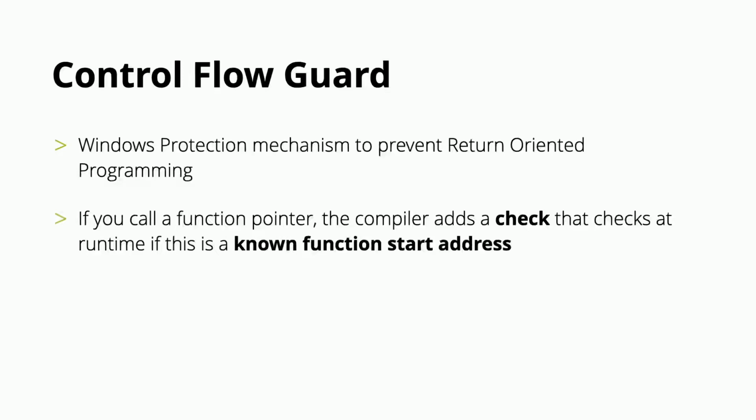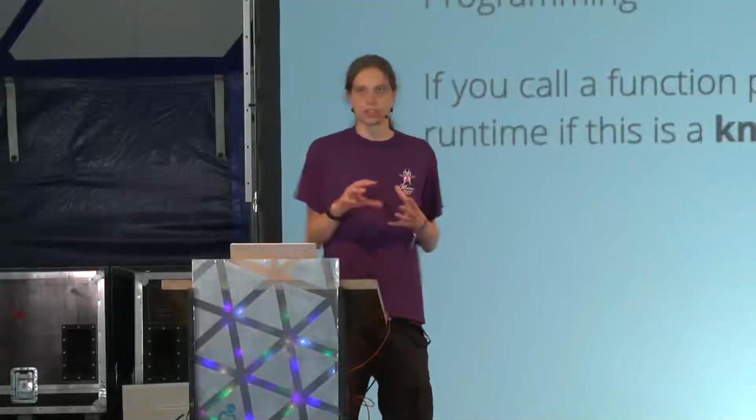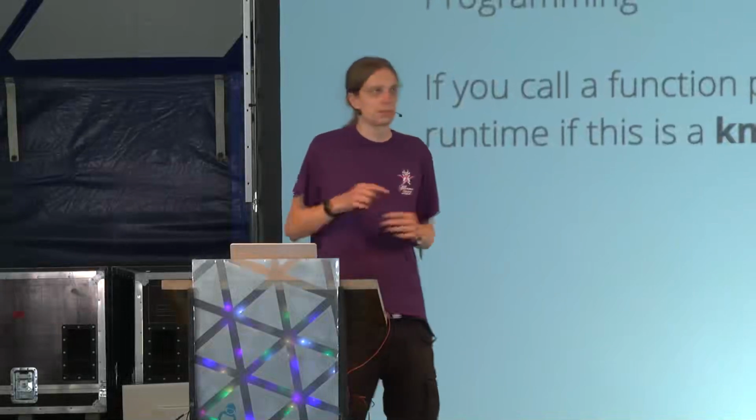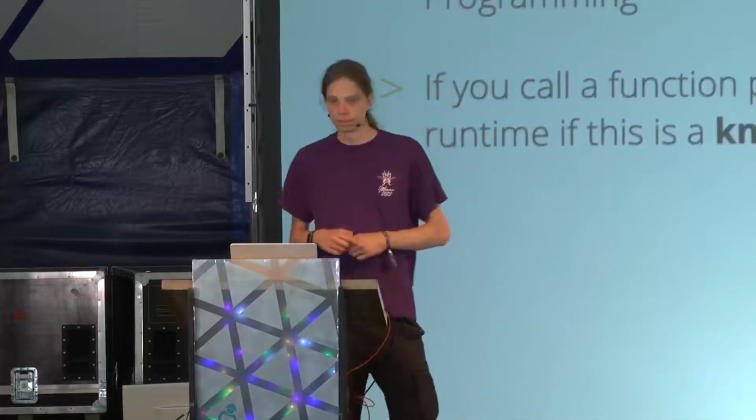But something else that we needed to keep in mind here is that there's a relatively new protection mechanism known as control flow guard. This is yet another protection mechanism against these types of vulnerability, because it aims to prevent return-oriented programming. Because whenever you try to call a function pointer, the compiler will insert a check that will look at that function pointer, and it will try to determine if that's a valid start address of a function.